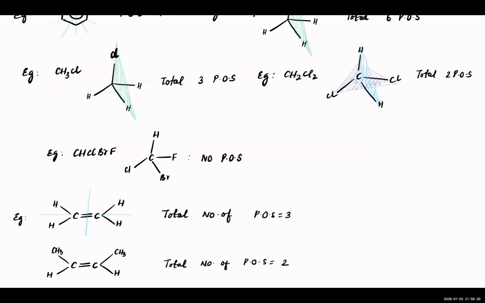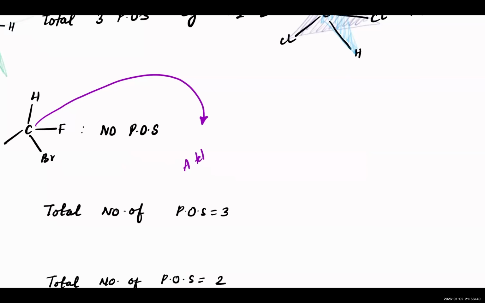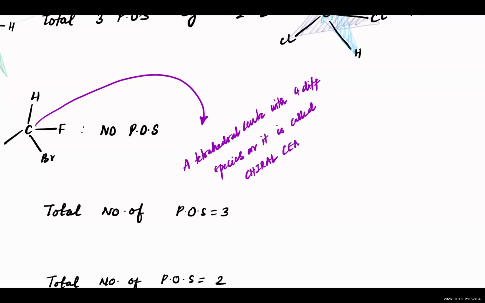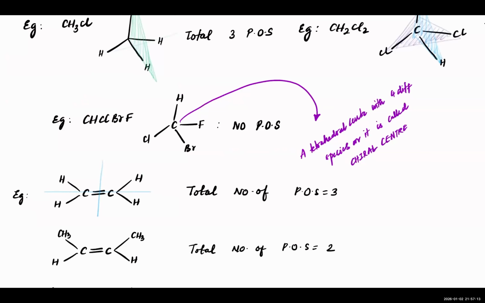Okay. Now, such a tetrahedral center, right? Let me put down that a tetrahedral center with four different species on it is called a chiral center. Okay, clear? So such a particular center is called a chiral center.